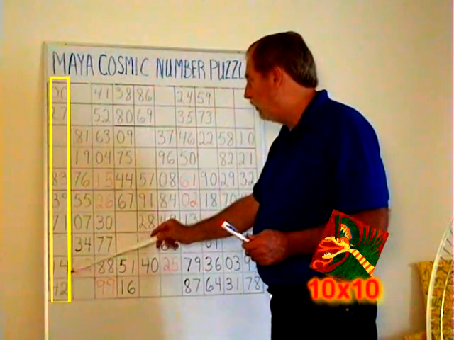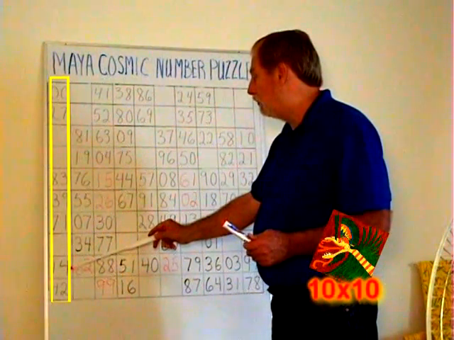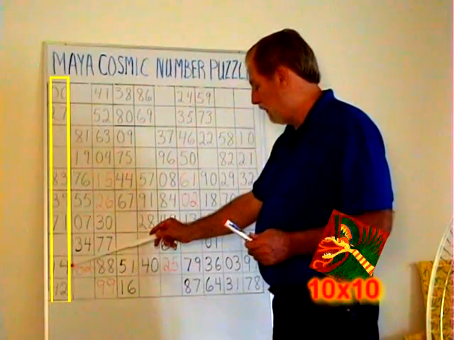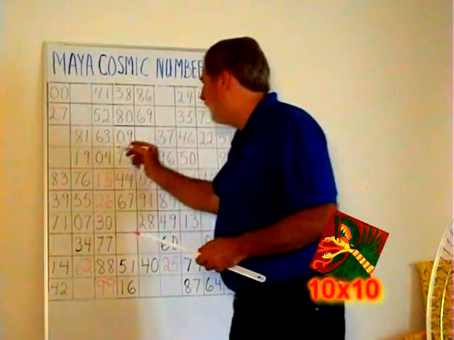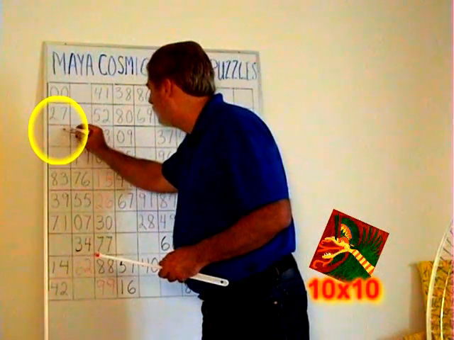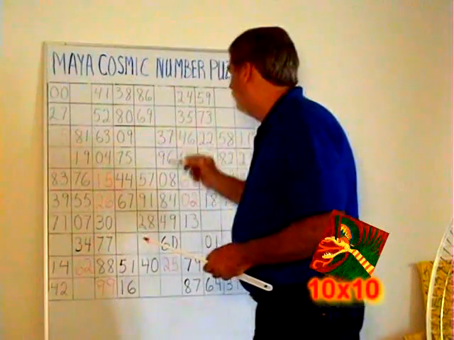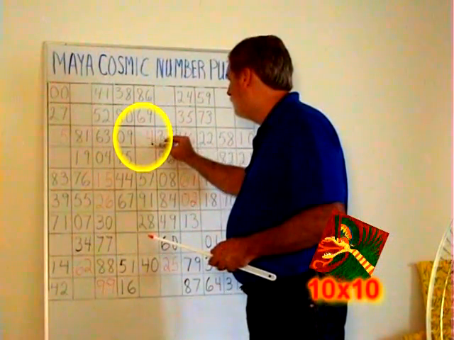Well, there's one in this column, right? This column here. So that would mean that the 5 would have to go here. And if the 5 goes there, then that only leaves the 4 to go here.